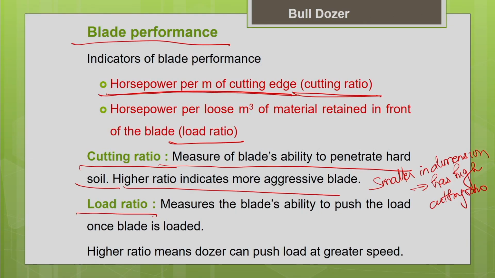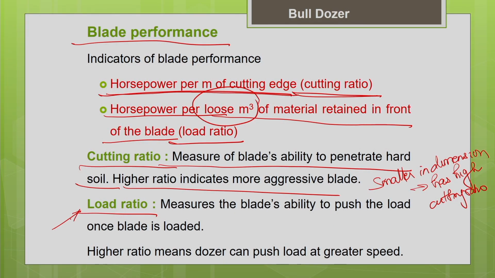Next is the load ratio. Load ratio indicates the pushing ability of the blade. It is nothing but the horsepower per loose cubic meter of material retained in front of the blade. You have to clearly note here that the volume of the material is indicated as loose cubic meter. That means the material is in a loosened state. After the material is cut, it is already in the loosened state. You have excavated the material, you have cut the material, so the material is now in a loosened state and you are going to push the loosened material. So what is the pushing ability of the blade? That is what is indicated by the load ratio.